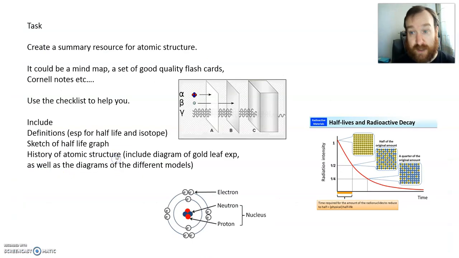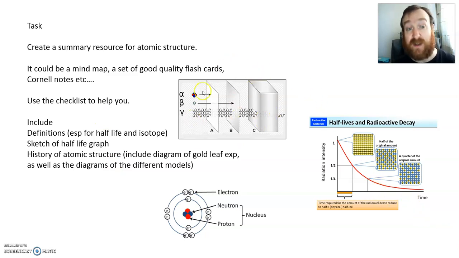Now your job is you need to make a summary resource. You're going to make a mind map, a set of really good quality flashcards, some Cornell notes, a poster, a leaflet, a massive spider diagram, a revision poster, some kind of creative summary of the atomic structure unit. Now in it you want to have definitions. You would like to have sketches of certainly the half-life graph with some notes around it.